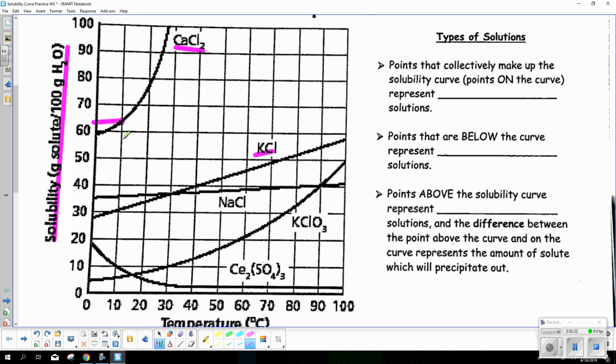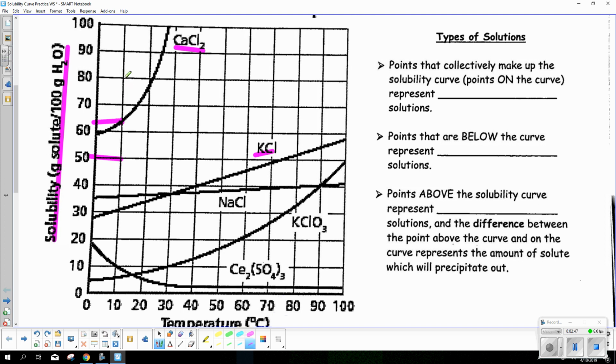If you're below the line, so let's say the temperature is 10 degrees, but you put in 50 grams, you notice for CaCl2 that is below the saturation line. We call that being unsaturated. In other words, you could put more calcium chloride into the solution and dissolve it.